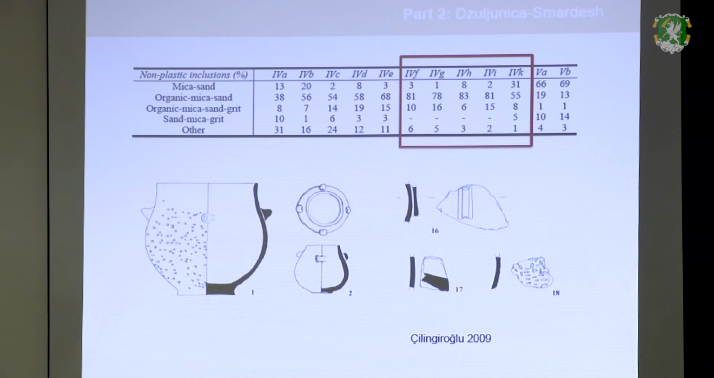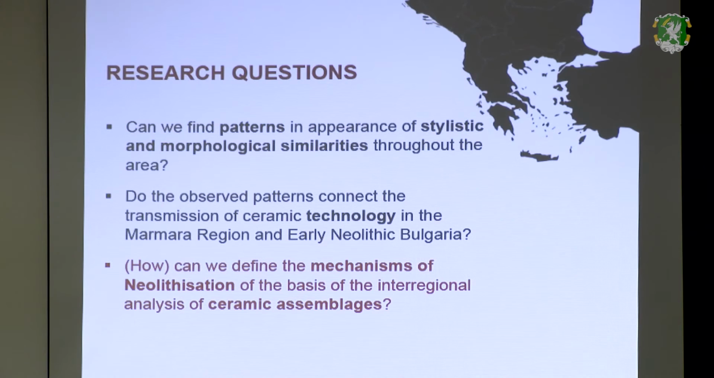Is this a connection? To be honest, I don't think so, because Yulyunitsa starts with an earlier phase in which Ulucak doesn't have so much organic material yet. I think we can really place this site into a Starčevo ceramic tradition instead of into a Balkan tradition. But further analysis will go into this a bit deeper.